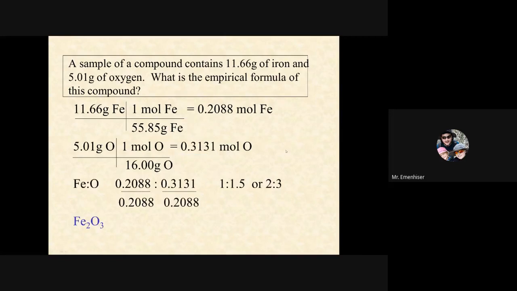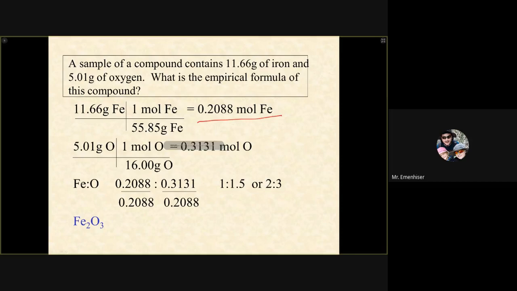So here we got 0.2 moles of iron and 0.3 moles of oxygen. This one is less, right? 0.2 is smaller than 0.3. So we're going to divide both of them by that 0.2. So I did 0.2 divided by 0.2, and then I did the 0.3 divided by 0.2. When I divide this, I get 1. When I divide this, I get 1.5. And so I've got 1 to 1.5 as my ratio.